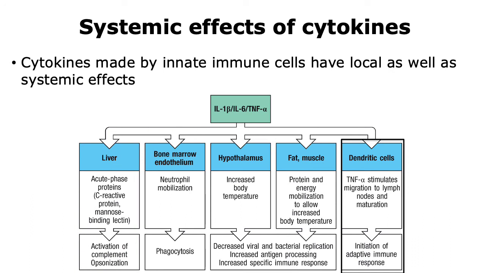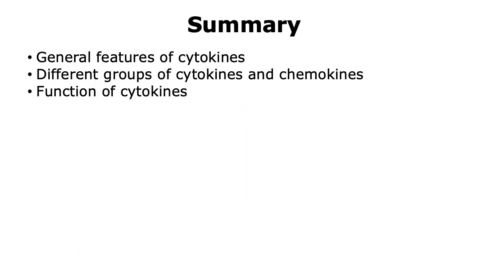Cytokines can also affect dendritic cells and mediate their migration to lymph nodes, where they can proceed to activate the cells involved in the adaptive immune response. With this, we come to the end of our talk, where we learned about cytokines and different groups of cytokines and chemokines, as well as the function of different cytokines.